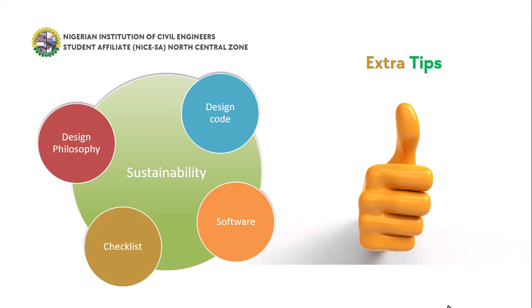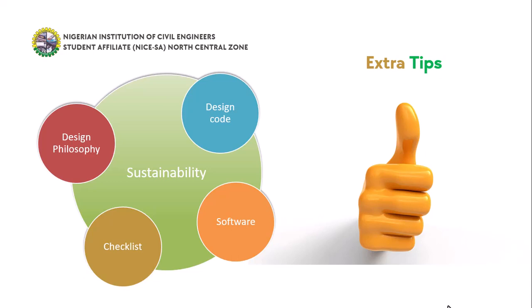Then from there we begin to look into our design code. It's so sad that Nigeria is yet to have its own design code. So we are still making use of the BS code and the Euro code. And this code we are using is not our country's, right? But based on certain similarity, certain conditions, that's why we adopted their code.